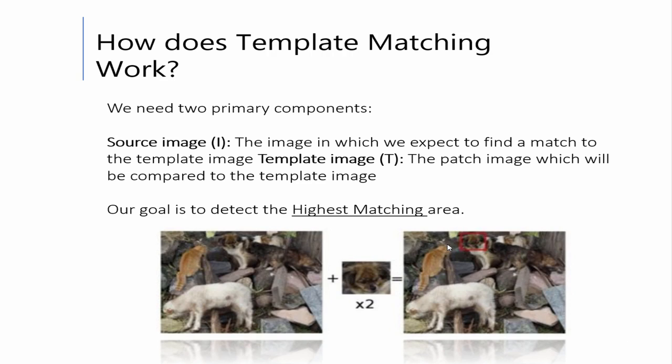Now, how does template matching work? We basically need two primary components: the source image and the template image. The source image is the image in which we expect to find a match to the template image, and the template image is the patch which will be compared to the source image. Our goal is to detect the highest matching area. We take our template image, scan it across the source image, and then detect that the highest correlation is in this area.